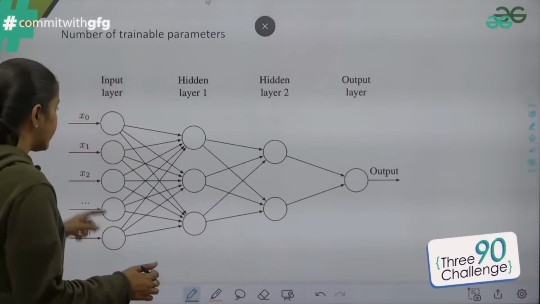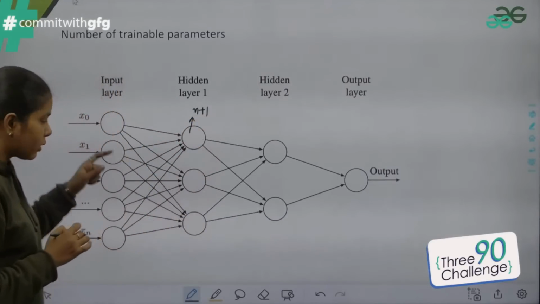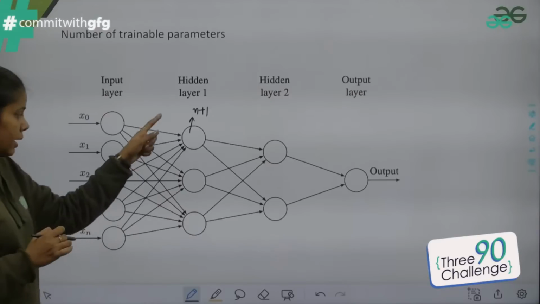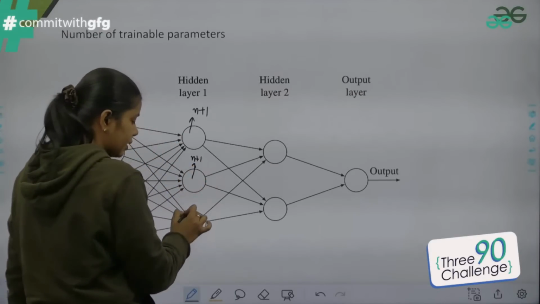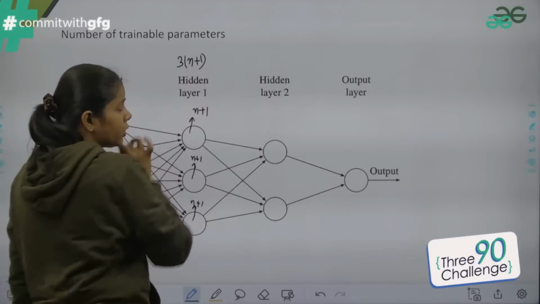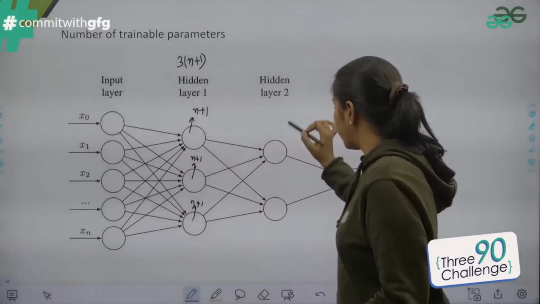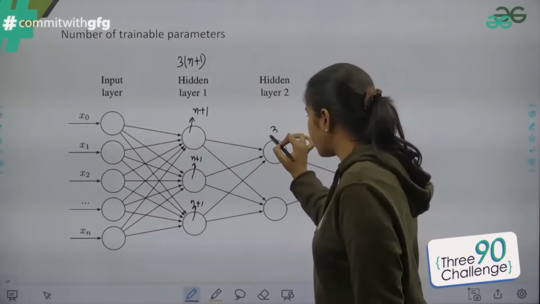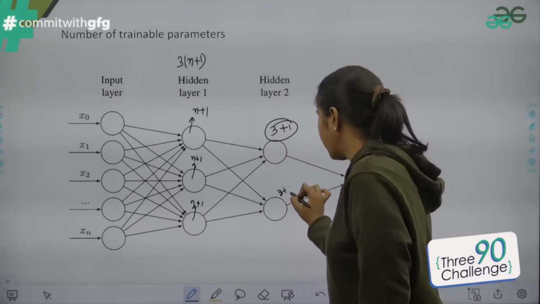So guys, you can see that for this hidden layer, we have n plus 1 trainable parameters, because each of the inputs connects with n weights and one bias term. Similarly for this one, n weights and one bias term, n weights and one bias term. So in this layer I have 3 into n plus 1 trainable parameters. I'll go to my next layer, this one. Now for this one you can see that the previous three neurons are connected, and one bias term. Similarly 3 plus 1.